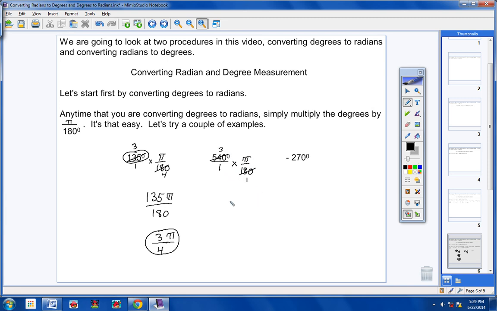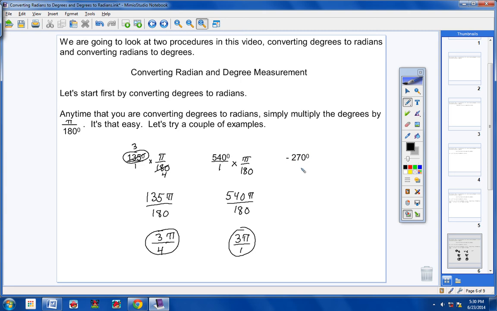1 times 1 is 1. So you would get 3 pi over 1. And that's totally acceptable. Another way to do it is simply take 540 times pi, and that will give you 540 pi. And then 1 times 180 is 180. And then if you take your calculator and reduce this fraction, you will get 3 pi over 1. And of course, you're more than welcome to just write 3 pi for your answer. Okay? All right, pretty simple.